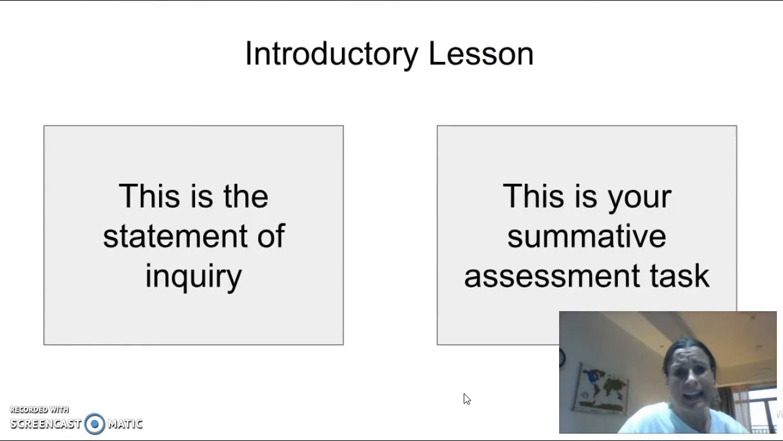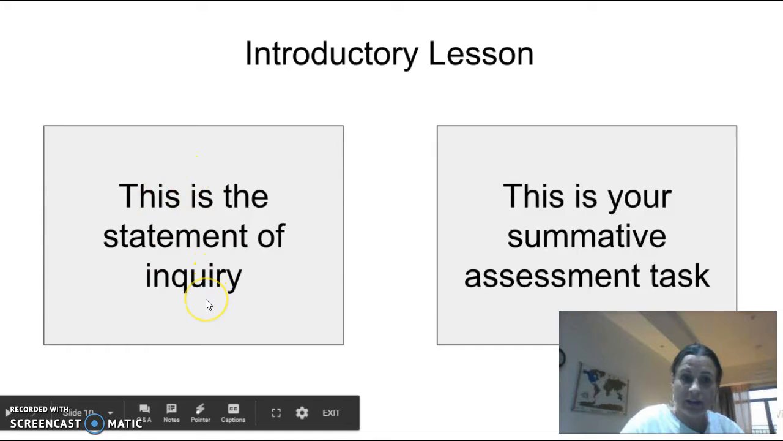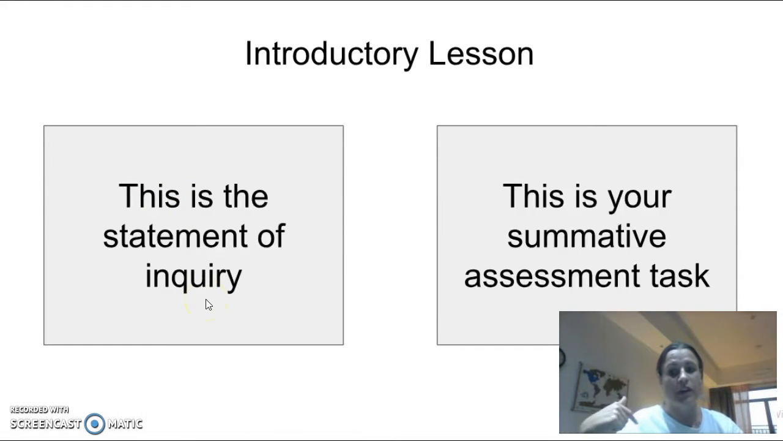What we would really like to happen for the introductory lesson is to have the statement of inquiry done in the way that I've said, including the global context with some idea of where the students are going and what the focus is, and then some idea of what the summative assessment task is. This definitely does not have to be finished at all, and we can spend a few weeks getting that right before the tasks are given to the students.